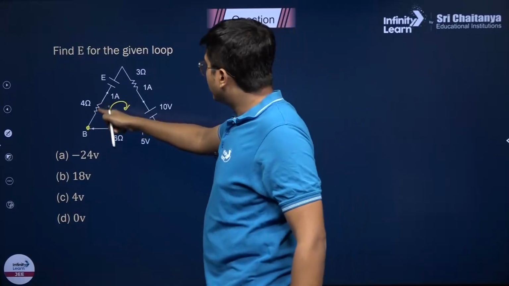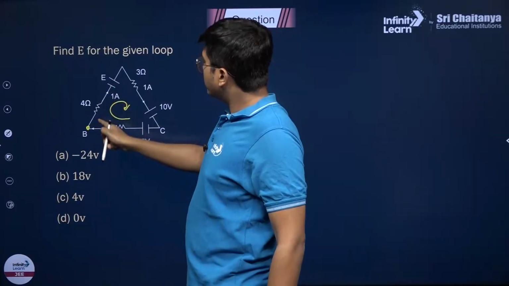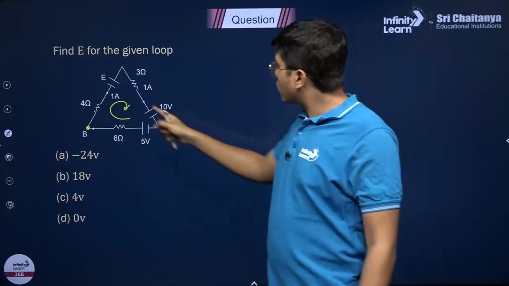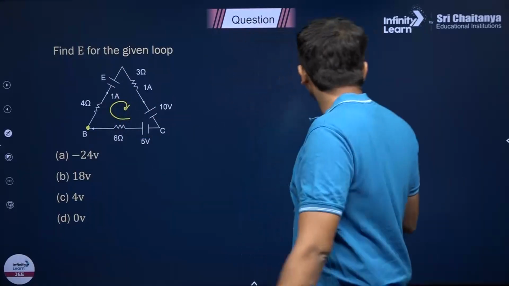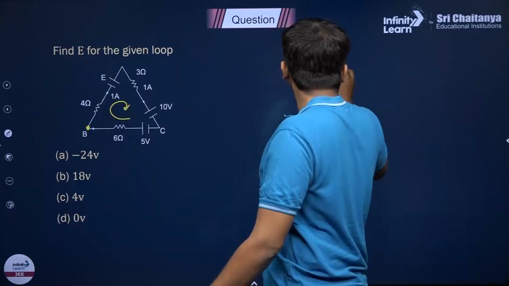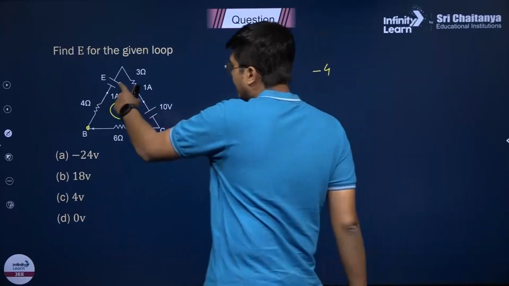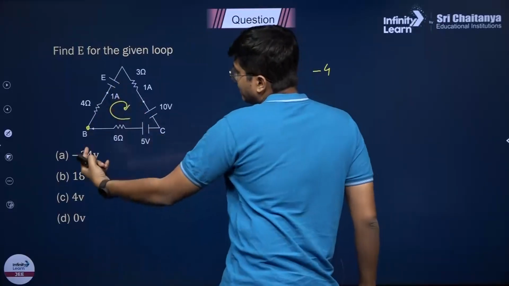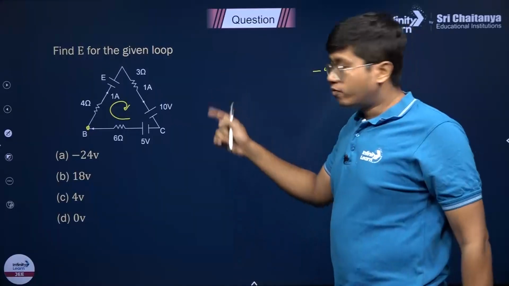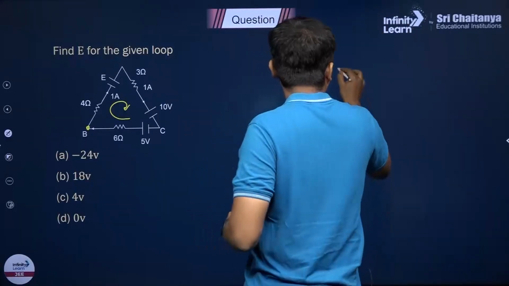Over here, first up, this is the direction of current. This 4 ohm will bring about a negative value. Why? Because I'm moving in the direction of current. So minus 1 ampere current into 4 ohms, so minus 4. Then I have E. This E is directed in the direction of the loop, in the direction in which I'm moving the loop. So this will be plus E.